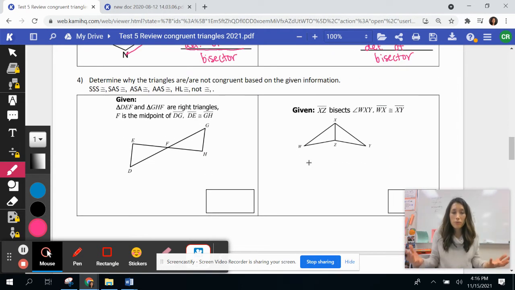Okay, now we're going to put all of this information together. We're going to put given information onto a diagram, and then we're going to be stating why the triangles are congruent. So we have right triangles here, so I'm going to put my right angles, that's given information, onto the diagram. F is a midpoint of DG. So if it's a midpoint of DG, state what DF is congruent to. Add that to your diagram. And then we have DE congruent to GH. That's given information there. Go ahead and state why these triangles are congruent.